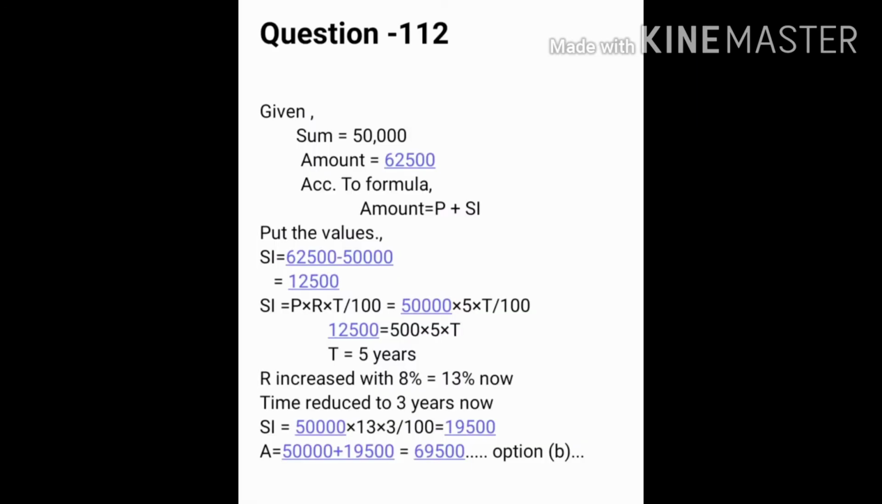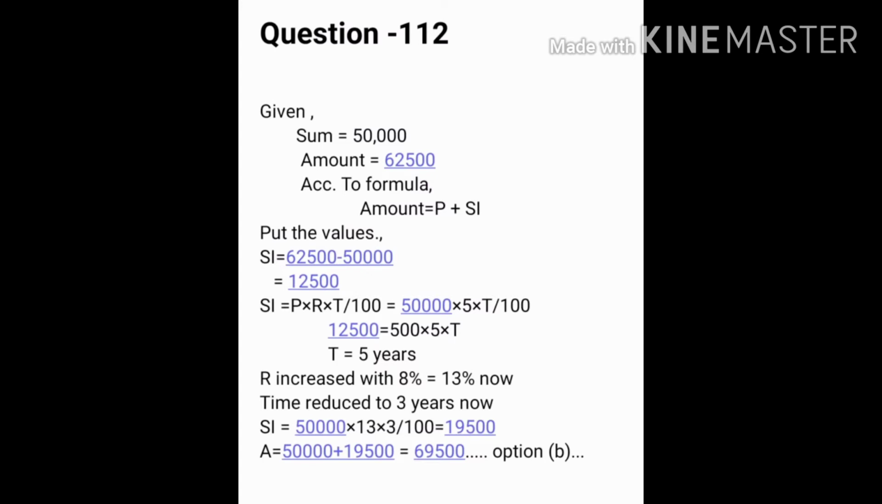Given in this question, sum is 50,000 means P, amount is 62,500. According to the formula, amount is equal to P plus SI. Put the values. You will get the SI is equal to 12,500, simple interest. Then put the value, 12,500 equal to 50,000 into R into 5, the time. Here R you need to calculate, rate of interest. So R is equal to 5%.